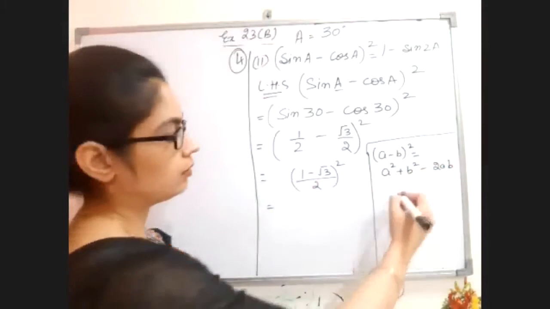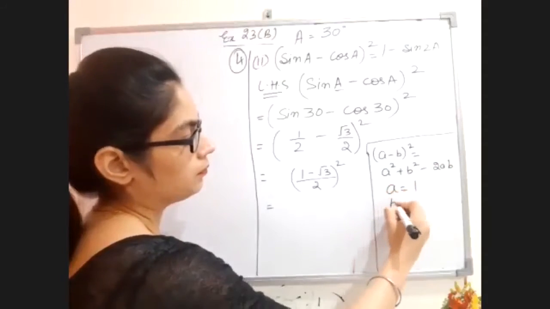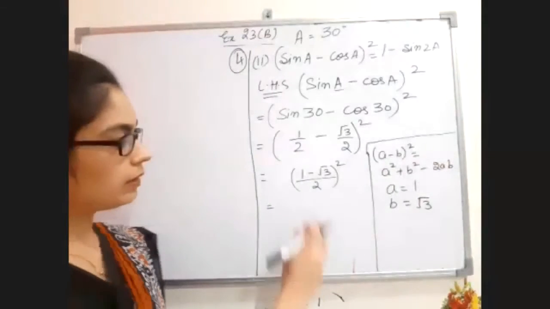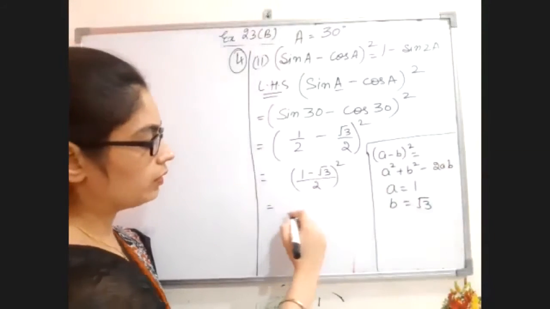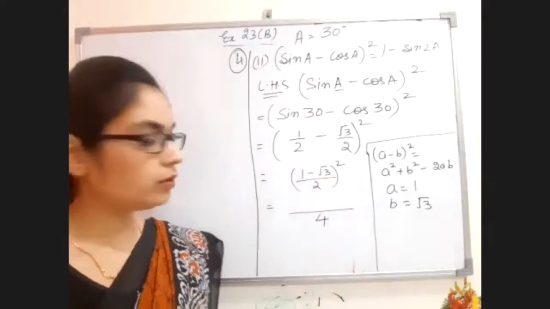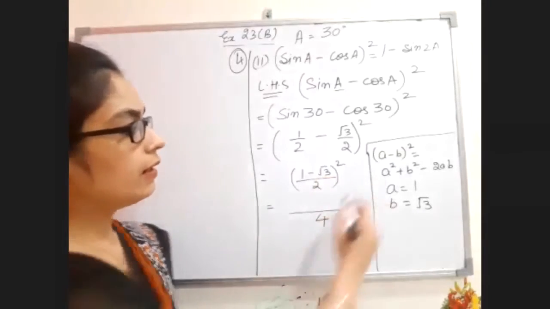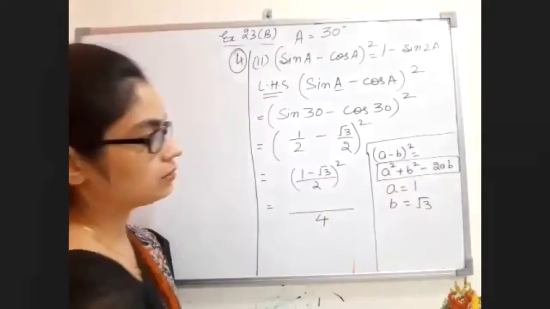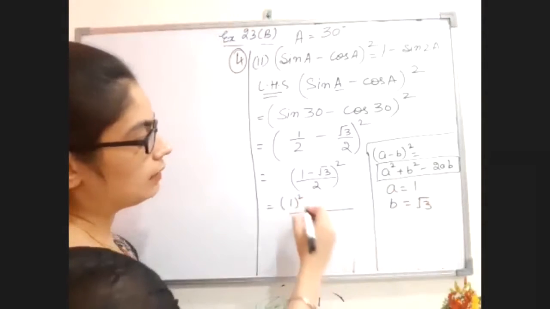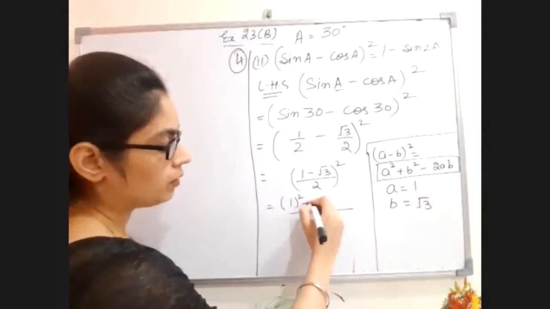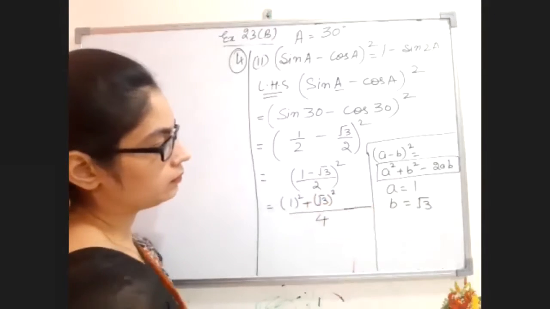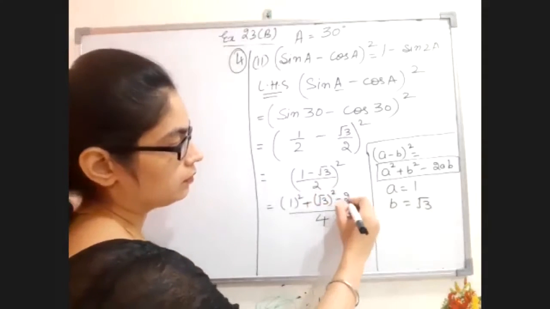A is 1, and B is root 3. So we can follow the identity, because this also we have to do its whole square. So this directly in the denominator 4 you can write, and in the numerator we can use this. A square is 1 square, plus root 3 square, minus 2 into 1 into root 3.